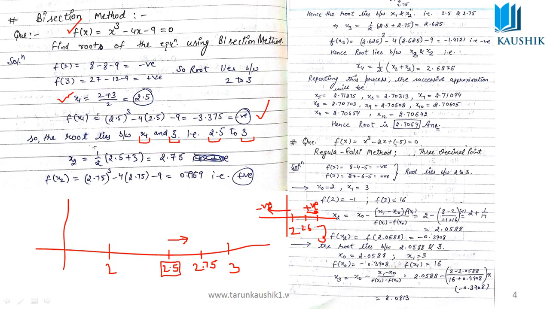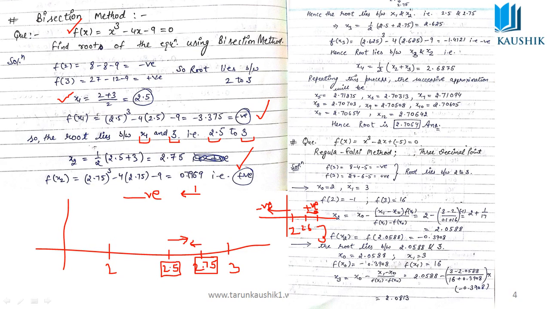Again, when you put the value 2.75 in the main function, then what will you get? You will get a sign, and the value of the function at this point will be positive. And when the value is positive, towards which side will we be moving? We will be moving towards the left side, because when it is negative we move towards the right side.